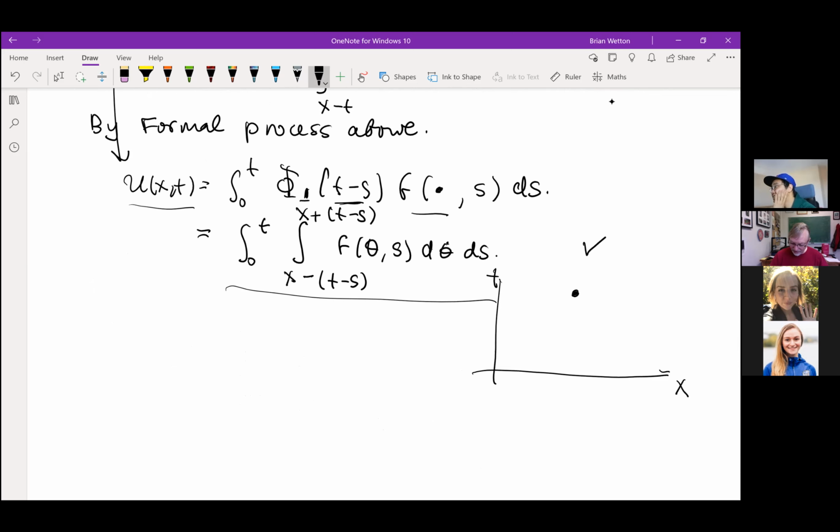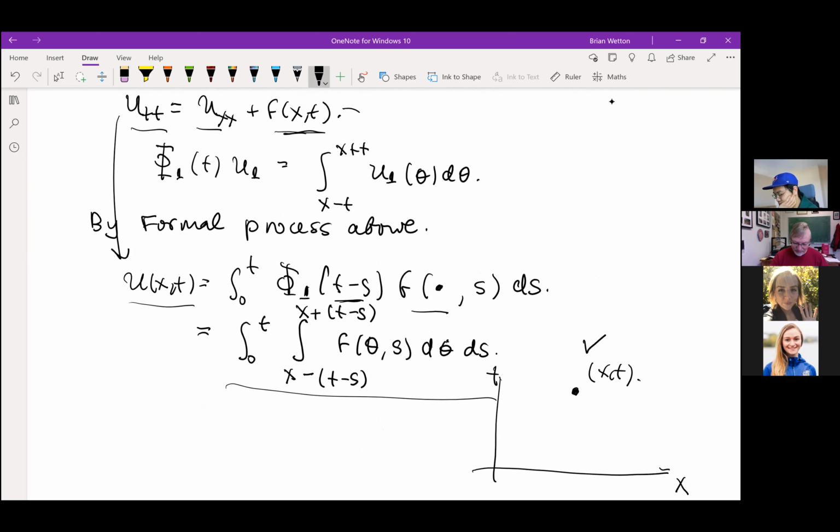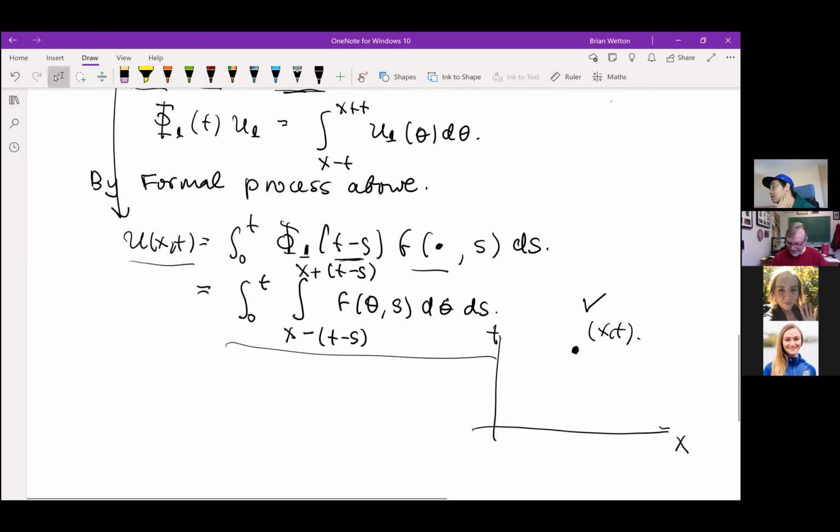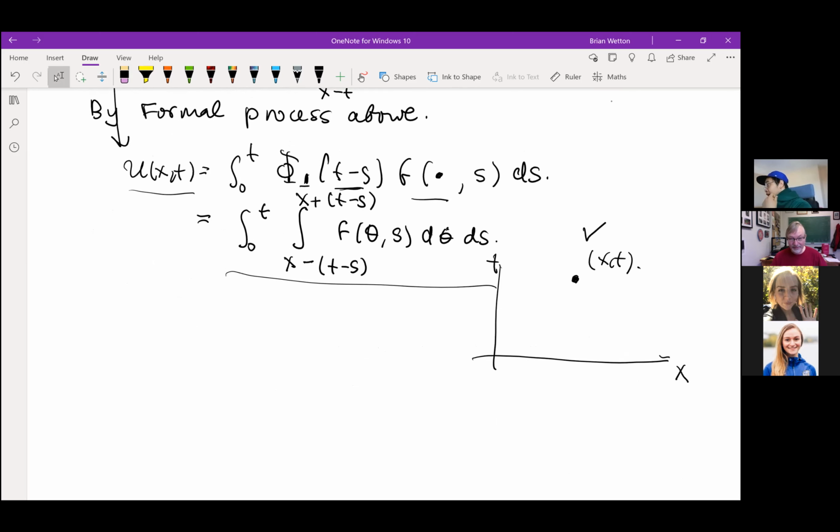So here I am at a point x, t. And I know that the solution to this problem with forcing is an integral in time back to time 0 of f, but it's also an integral in space of f. And if you look at the integral, it's just the straight integral of f on this triangle.